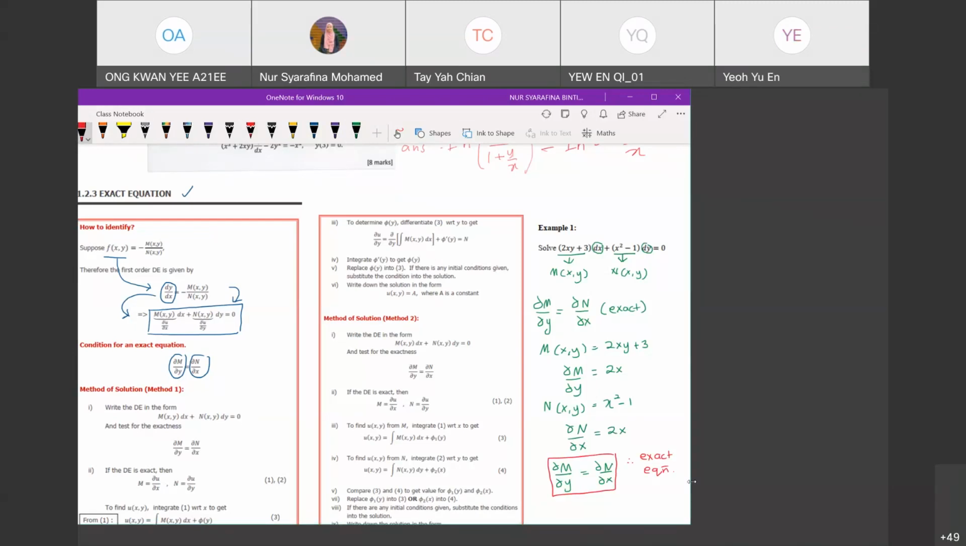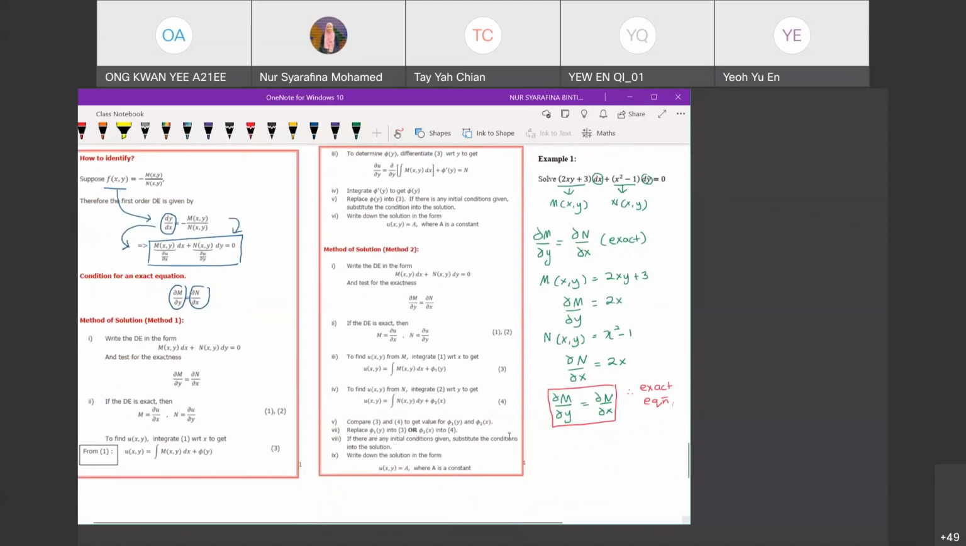That is how you identify whether a differential equation is exact. You clarify what your M is, what your N is, differentiate M with respect to y, and differentiate N with respect to x. If both are equal, then we can say that the equation is an exact differential equation. All right, clear? So that is the condition for identifying that the function is exact. Then how can we find the solution of this exact equation? We have two methods here, method 1 and method 2. Let's do it together with the example one by one. Method 1 first.